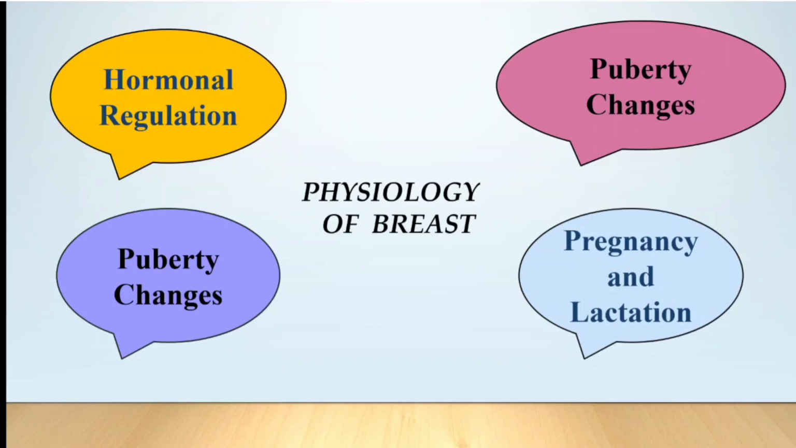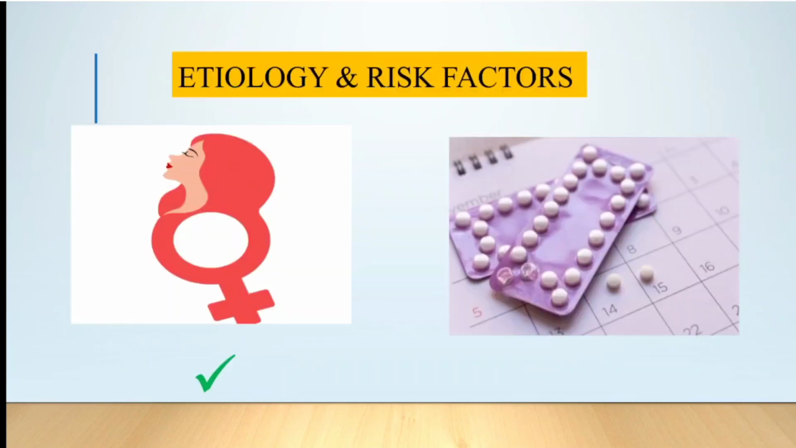Then in pregnancy and lactation also, the breast grows rapidly because of the hormonal levels, like increased levels of estrogen, progesterone and HPL, that is the human placental lactogen hormone. It plays a supportive role. Then if we see lactation, what will happen? After the delivery of the baby, there will be a drop in the estrogen and progesterone hormones, and it will allow prolactin to initiate milk production. Okay, so these are some of the functions of the breast.